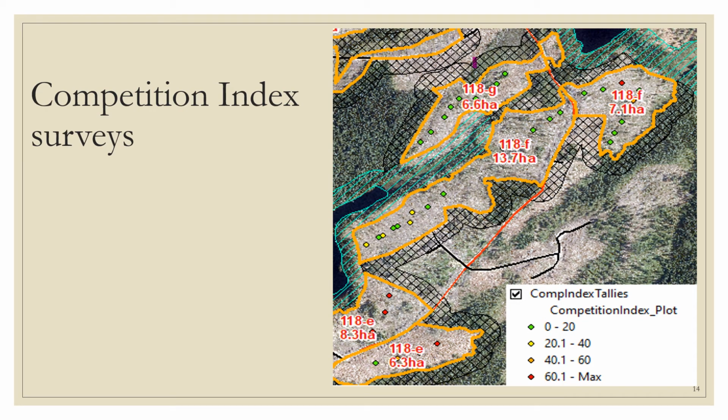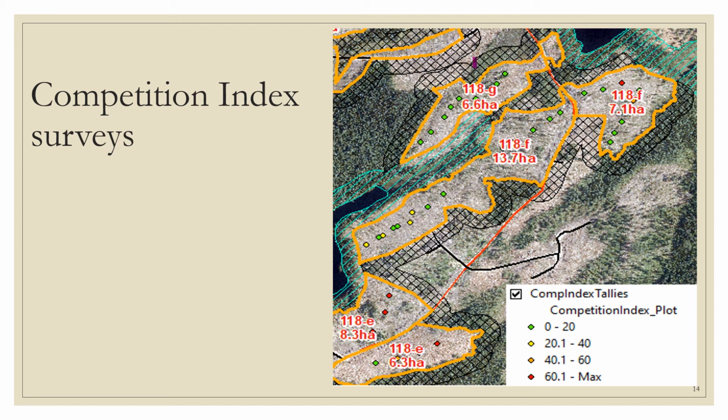This image shows the results of the competition index surveys. Each dot represents a planted seedling that was measured and had the surrounding competing vegetation measured to generate a competition index value. A competition index value over 60, shown as red dots in the image, means that the area may need to be sprayed due to a large amount of competing vegetation.